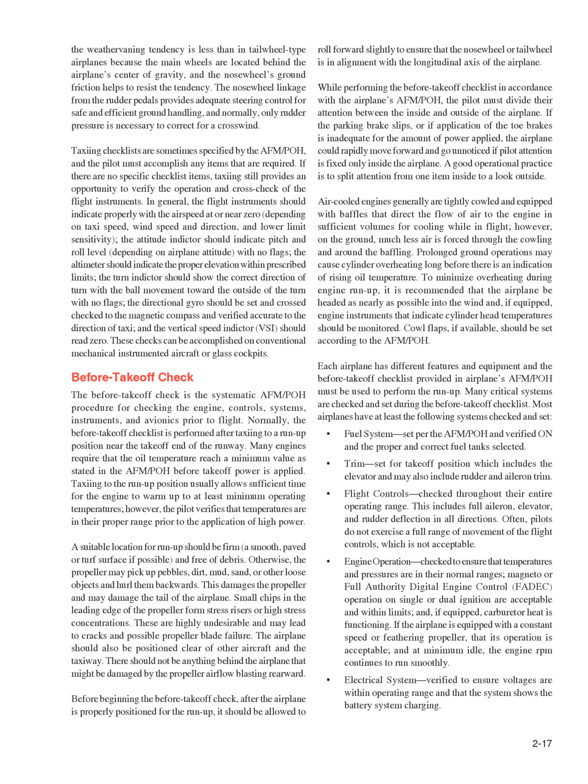The attitude indicator should indicate pitch and roll level, depending on airplane attitude, with no flags. The altimeter should indicate the proper elevation within prescribed limits. The turn indicator should show the correct direction of turn with the ball movement toward the outside of the turn with no flags. The directional gyro should be set and cross-checked to the magnetic compass and verified accurate to the direction of taxi, and the vertical speed indicator, VSI, should read 0. These checks can be accomplished on conventional mechanical instrumented aircraft or glass cockpits.